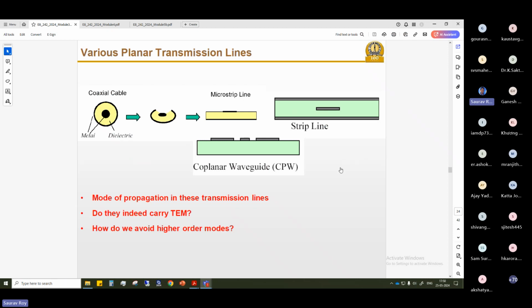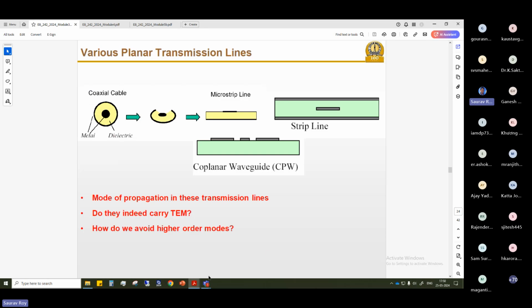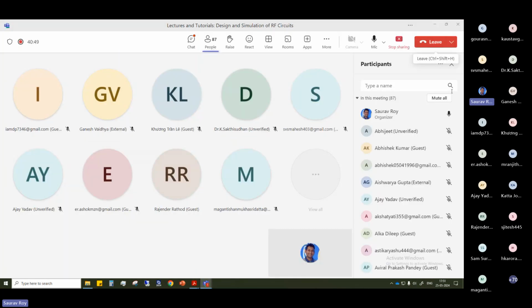Okay. So if you see this slide, please confirm that you can see this planar transmission line slide. No, I cannot see the slides actually. Yes, sir. We are able to see. Okay. So whoever is not able to see, please log out and log in again. Then you will be able to see.